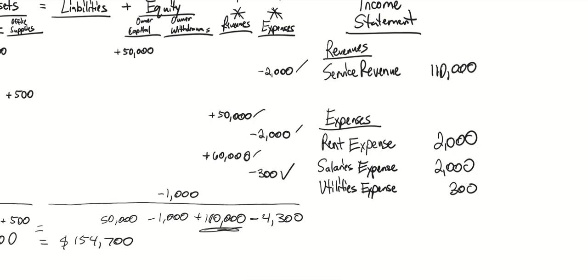Okay, awesome. So our total expenses should match what's shown here in the accounting equation. 4,300. Right?